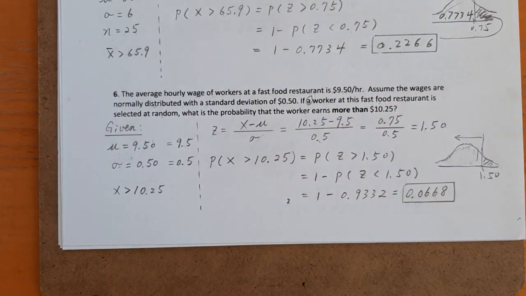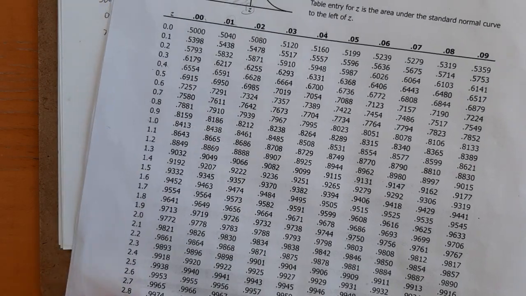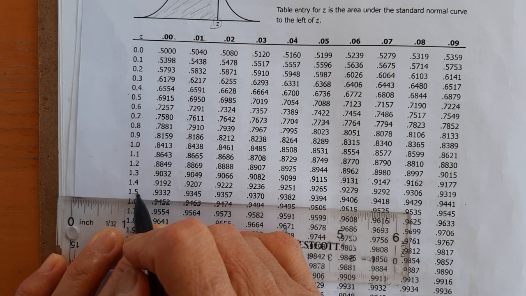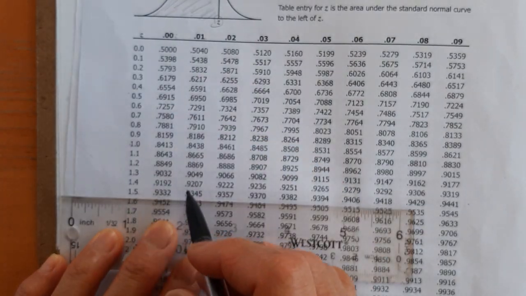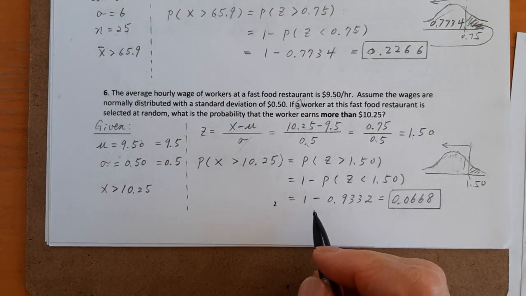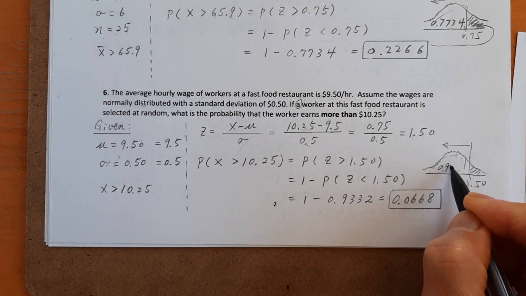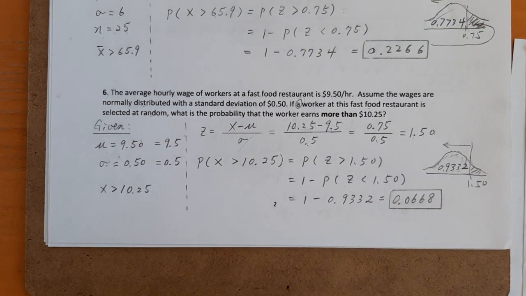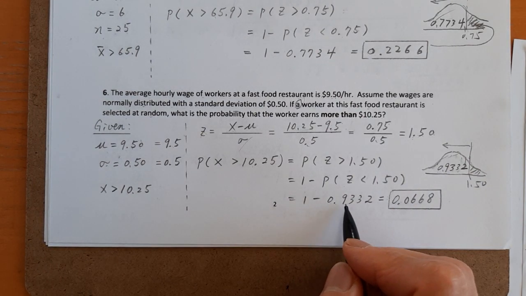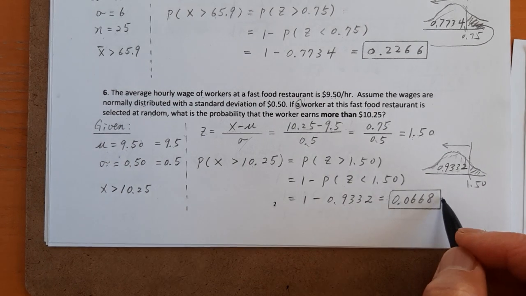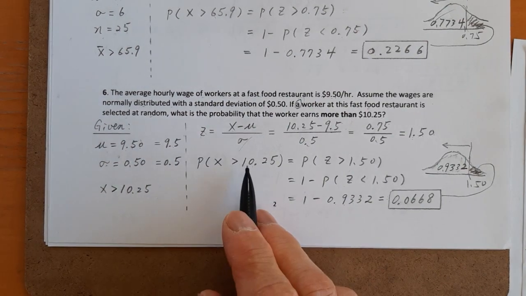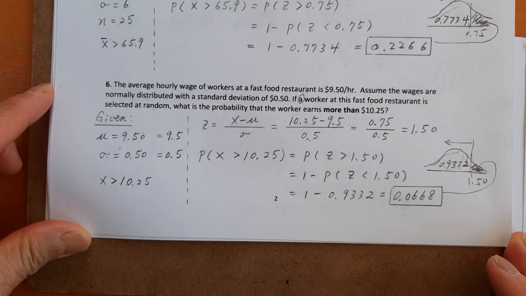So by the table 1.50, it's here, 1.50. That 1.50 is 0.9332. So is this area 0.9332. Then you go total it's 1. You minus 0.9332. Then you will get this area. So this answer is for this area, to the more than 10.25 dollars.